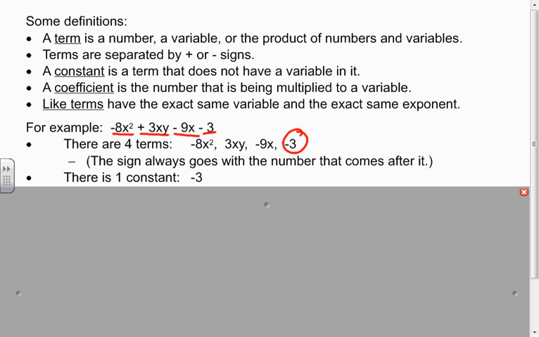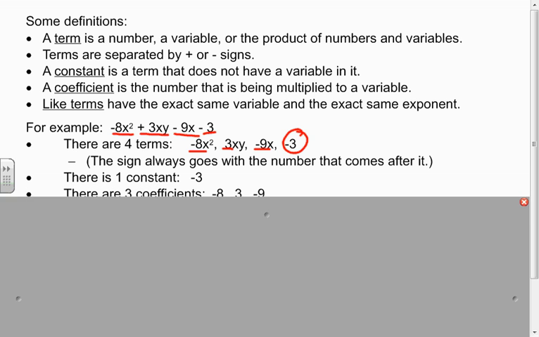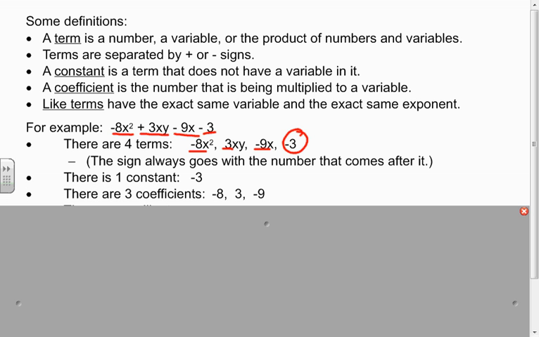Let's look at coefficients. Coefficients, the number being multiplied to a variable. So, there's a variable, the x squared. The negative 8 is the coefficient, the number in front. X and y are variables. The 3 is in front, so the 3 is a coefficient. X is a variable, so the negative 9 is the coefficient. Okay? The coefficient is just the number part that comes in front of the variables.